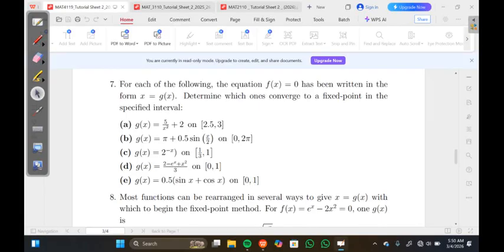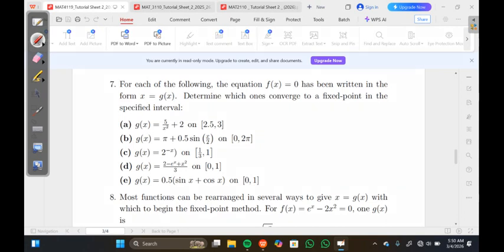So, in this video, I'm going to take you through solutions of equations in one variable, and the question that I'm going to look at particularly is question 7 of this worksheet, which says, for each of the following, the equation f of x equals 0 has been written in the form x equals g of x. Determine which ones converge to a fixed point in the specified interval.